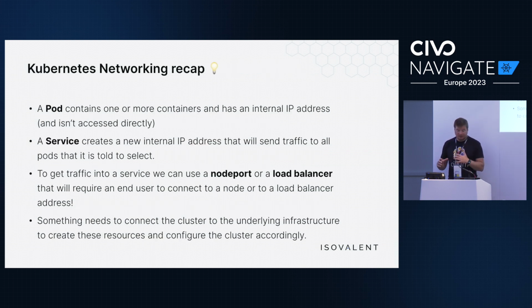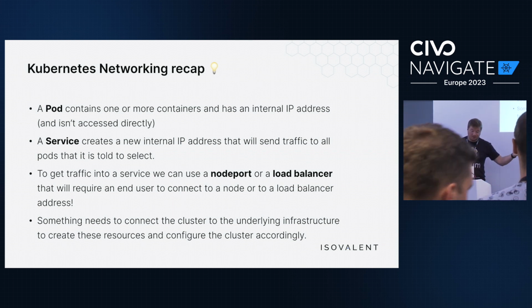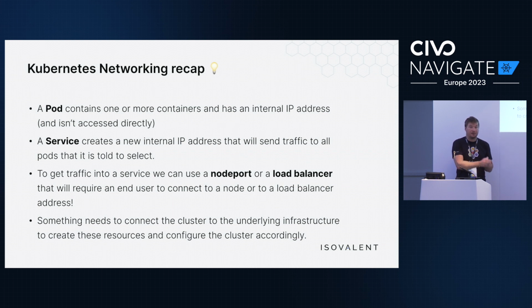So a quick Kubernetes networking recap. A pod is one or more containers, and it is given an internal IP address. We can't access those, or you shouldn't access those directly. The service creates a new internal IP address, which sits on top of all of those pods. So if I hit that service, I'll hit one of those pods that sits underneath it. Typically, we don't access the services directly either. To get traffic into a service, we have node ports, load balancers, and a few other objects which will bridge from the external world into the cluster, onto the service, onto one of the pods.